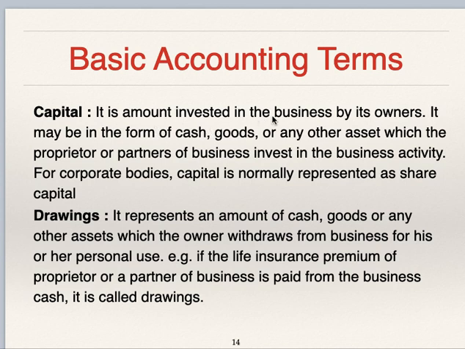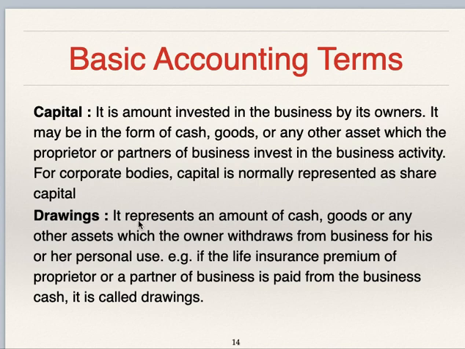Next is capital. It is the amount invested in the business by the owner. It may be in the form of cash, goods, or any other asset which the proprietor or partner of the business invests in the business activity. For corporate entities, capital is normally represented as share capital. So capital is whatever the owner has contributed to start the business. From the business point of view, capital is a liability towards owners, which the business will settle only in the event of closure of the business. That is the reason why capital is shown on the liabilities side of the balance sheet.